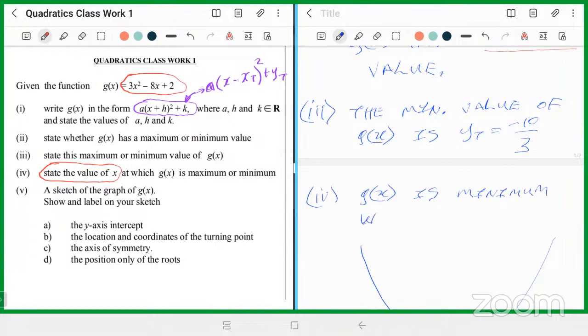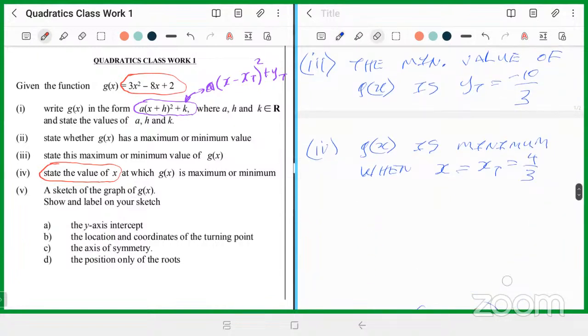when the x is equal to the xt value. What is that xt value? It is 4 over 3. That is the xt value, the x at the turning point, because they are at the same point. Do you understand that? Yes, sir. Yes, sir.